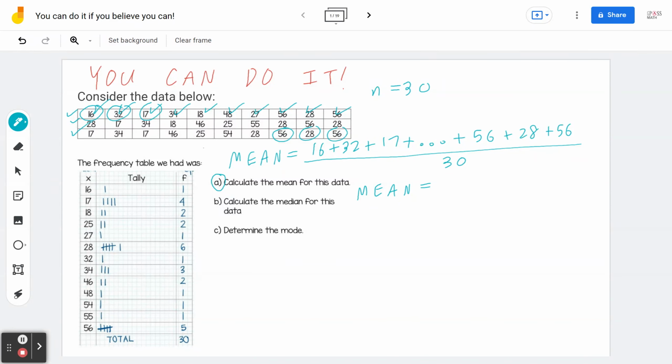I'm taking 16 plus 32 plus 17 plus 34 plus 18 plus 48 plus 27 plus 56 plus 28 plus 56 plus 28 plus 17 plus 34 plus 18 plus 46 plus 25 plus 55 plus 28 plus 56 plus 28 plus 17 plus 34 plus 17 plus 46 plus 25 plus 54 plus 28 plus 56 plus 28 plus 56. I press equal first.